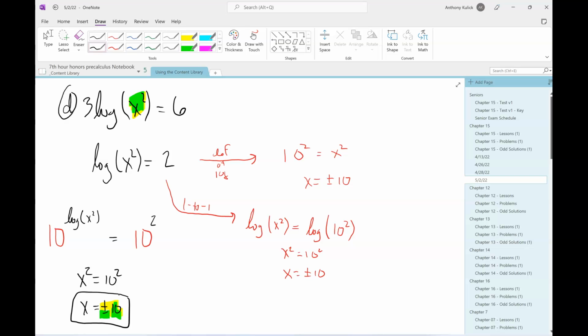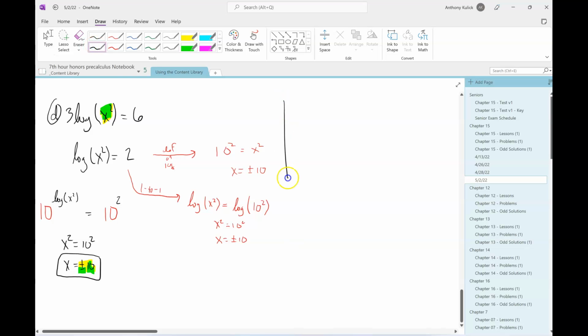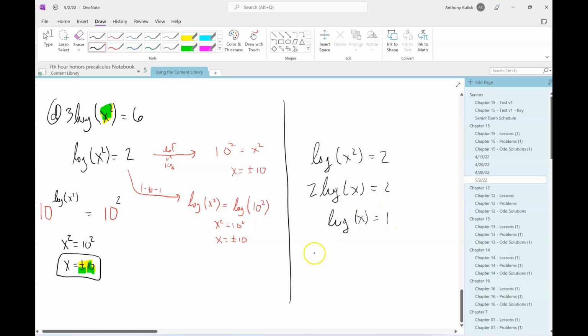Is that okay? Okay. I want to point out that the reason, I think John or Luke, one of you two suggested to use the power property here. I want to point out why that's a bad idea. If we do the power property, we lost the solution. Okay. Because we no longer had an x squared, so we don't get a plus or minus.